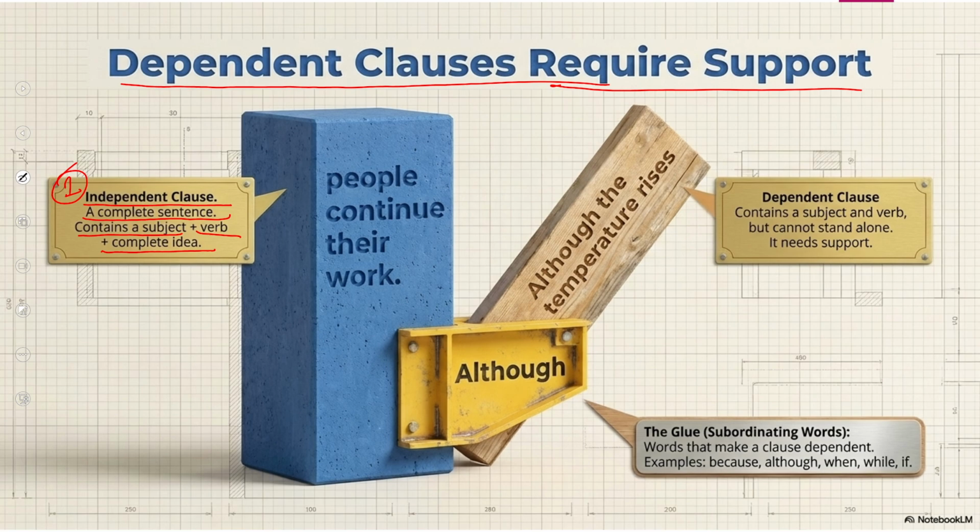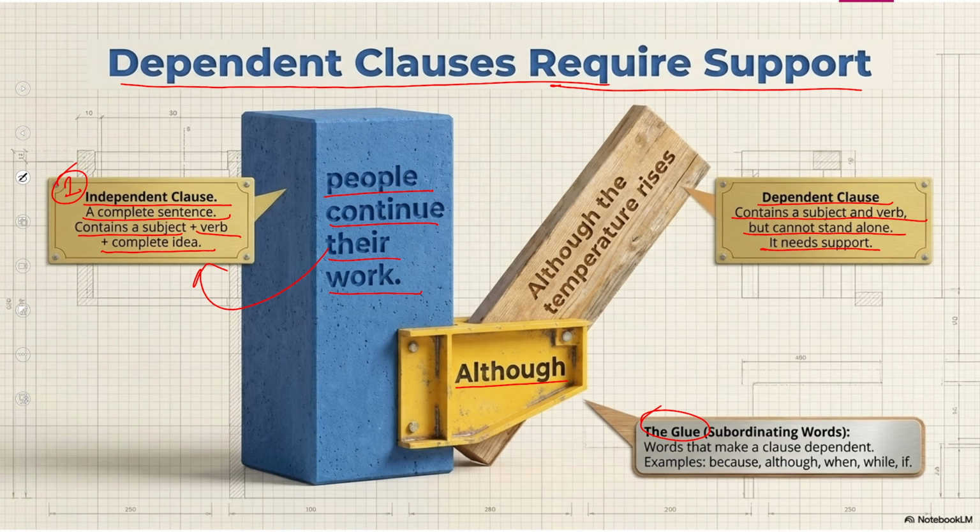Look at this. People continue their work. This is an independent clause, right? It doesn't need any further support. Look at this. A dependent clause contains a subject and a verb, but can't stand alone. It needs support. Yes, a clause which needs support is called dependent. So, if we want to combine an independent and a dependent clause, we need some glue. It means we need some words that join these two clauses. Look at this. Although is a joining word, here is a glue.